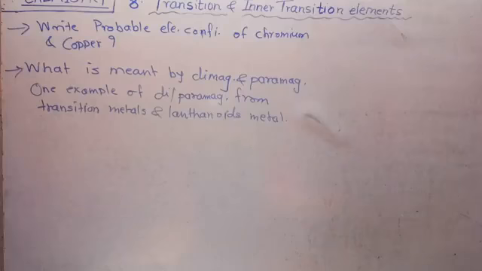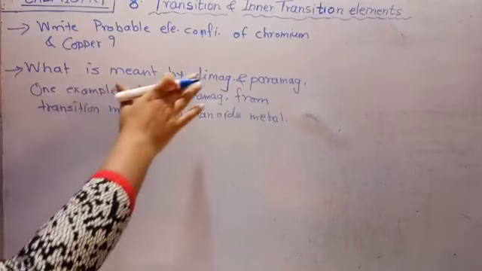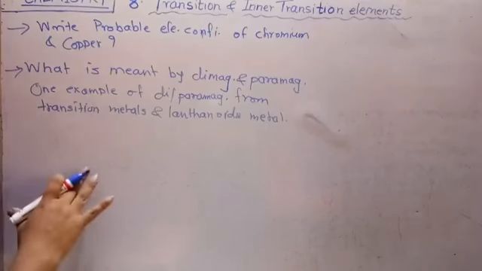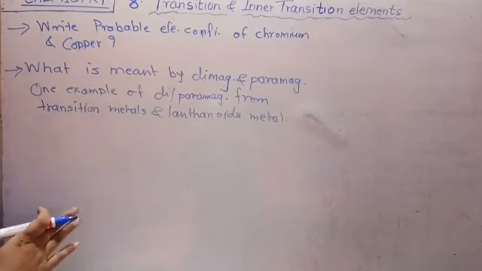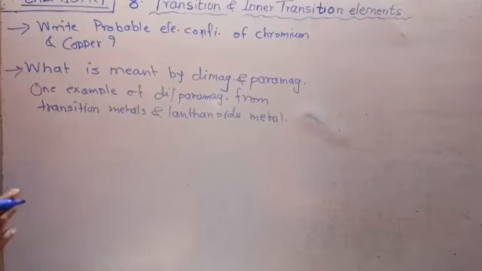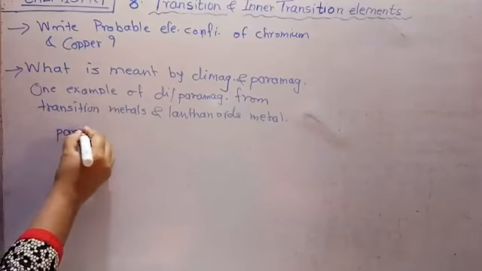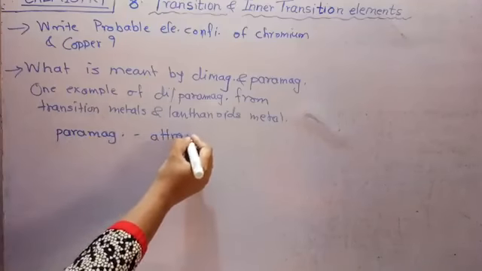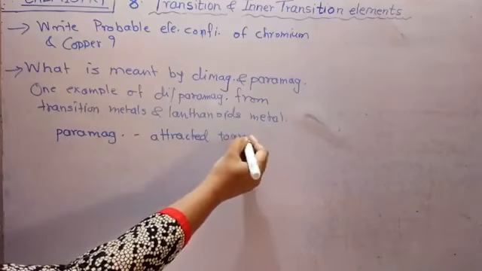Then first see, what is your first question? What is meant by diamagnetic and paramagnetic? You explain diamagnetic and paramagnetic. See, when a magnetic field is applied to the substance, the substances which are attracted towards the applied magnetic field are called paramagnetic.